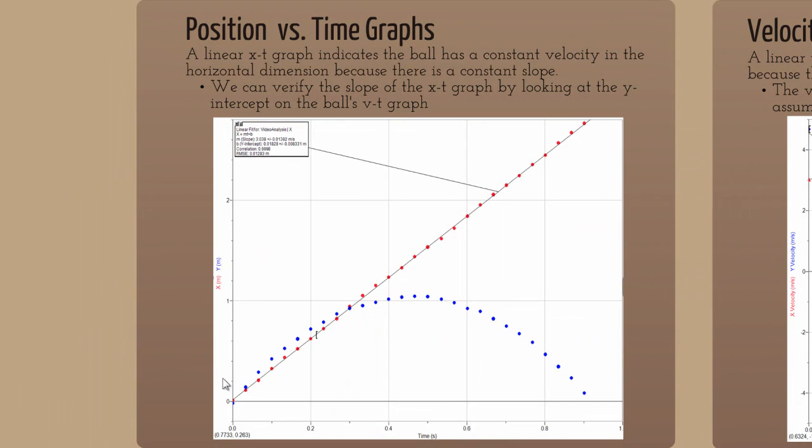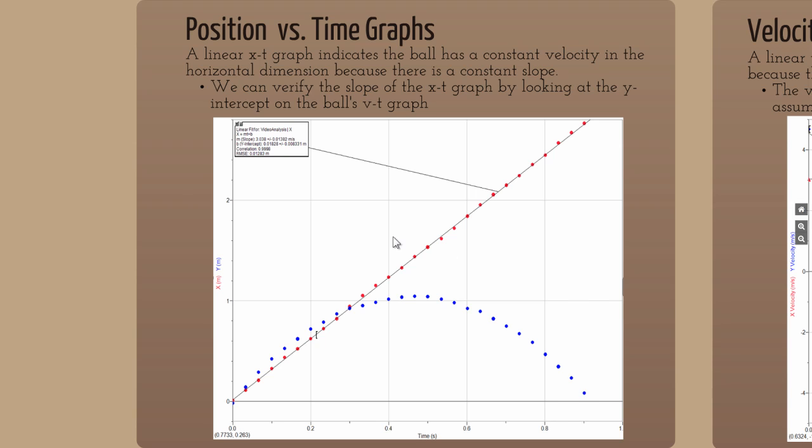This is my position versus time graphs for both the X portion of the motion and the Y portion of the motion. The red dots here are my X portions, and the blue dots are my Y component of the position versus time graph. The linear x-t graph that we have implies that there is a constant velocity in the X direction. That being said, the slope of a position versus time graph is also called the speed of the object, or the velocity of the object.